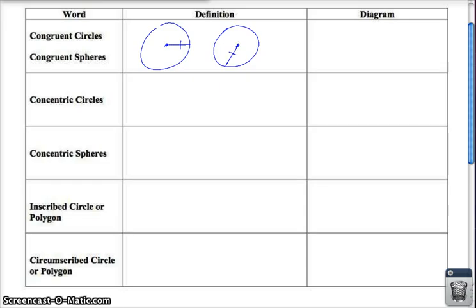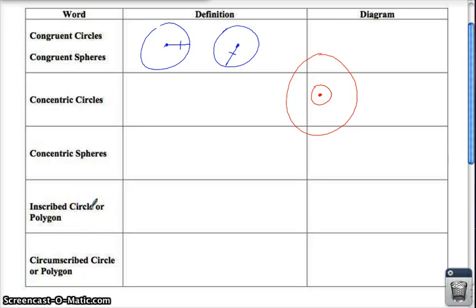Concentric circles. What are concentric circles? So concentric circles share the same center, right? Think of like a bullseye. A dartboard with a bullseye. Concentric spheres, again, going to be a little bit more difficult to draw.